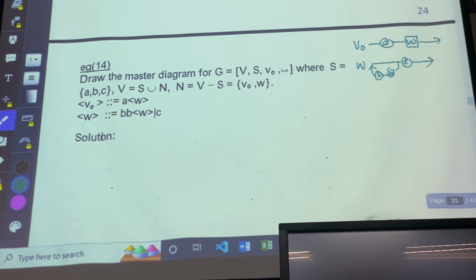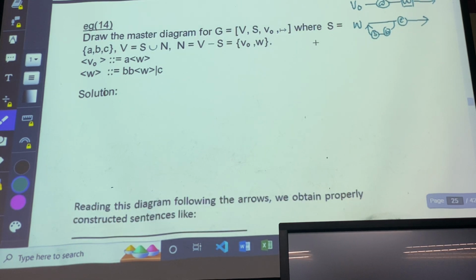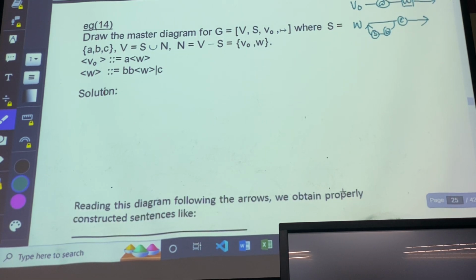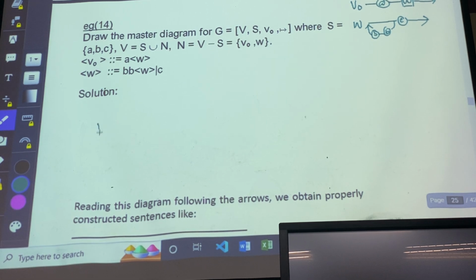Okay, now I have two diagrams for the syntax. First one, AW. Second one is BBW or C. Now, when they ask you to draw the master diagram, meaning that you need to combine these two together. So, how to combine these two? Starting point is V0. So we'll go to AW first.